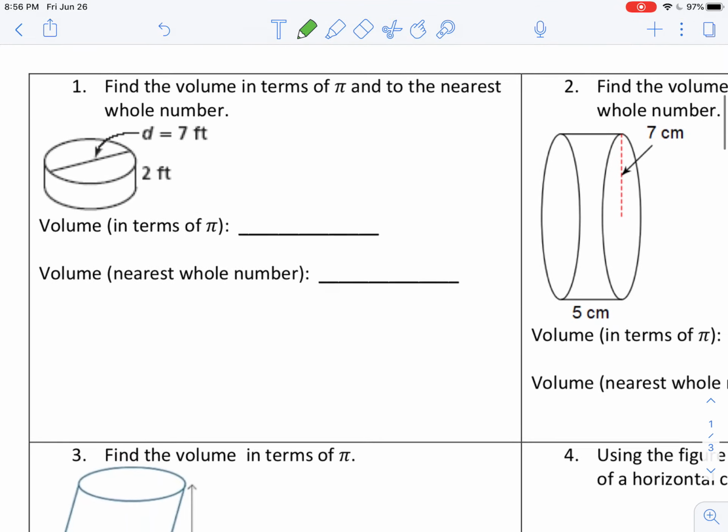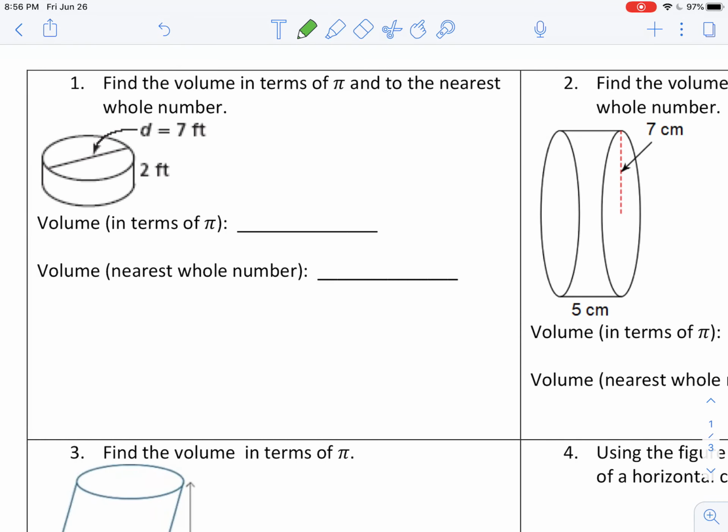So starting with number 1, we're going to find the volume. We're going to do 2 different forms. One of them is called in terms of pi, so we're going to talk about how to do this without rounding, and then one of them we're going to round. This one asks us to round to the nearest whole number. So we're going to do 2 different things. So first of all, let's write out our formula. V equals pi r squared times h.